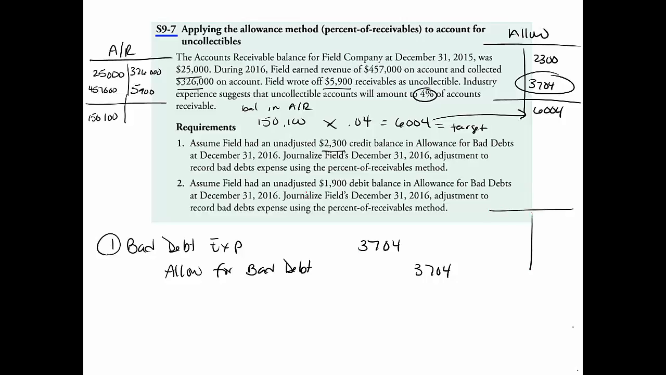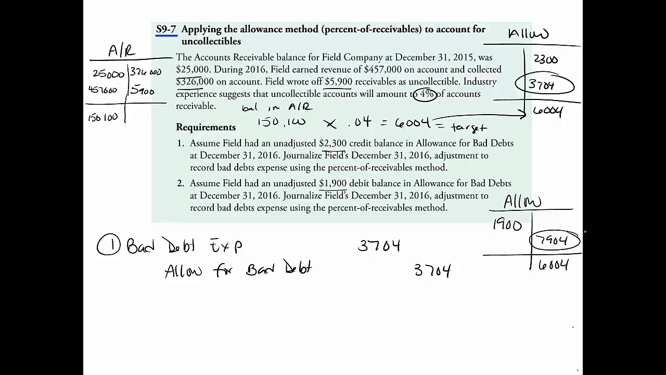The second one says, assume you had a debit balance of 1900 in the allowance account. So the target remains the same. Now I have a debit balance of 1900 and I still want to end up with 6004. You could look at it just on the journal entry and say, okay, if there's a debit balance of 1900 and I want to end up with a credit, this has to be a credit of 6904 to get me there. And that's the amount of your adjustment right there.